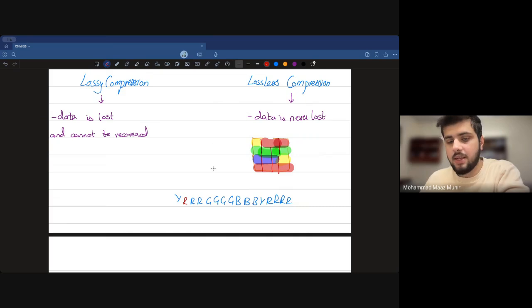So now what's happening? You're going to see that I get the first element as yellow, and then I have 3 reds. So rather than writing R three times, I am just going to write 3R. Then I have 4 greens. Computer is like, okay, let's summarize it as 4G. Then I have 3 blue, so instead of writing 3 blue, let's write 3B. Then 1 yellow, and then I have 4 reds, so let's write 4R. Now count this.